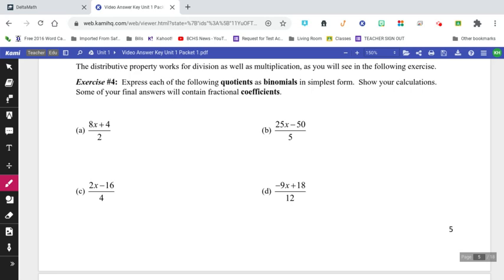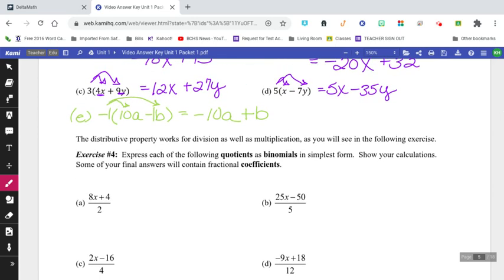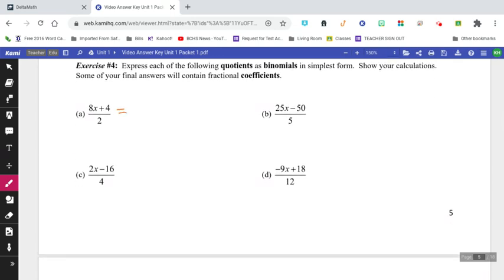So basically, if you think about what we did up here, say with C, we took the 3 that was being multiplied and we multiplied it by 4x, then we multiplied it by 9y, or actually one of these examples up here. We're going to do the same thing with division. We are going to distribute the 2 that's being divided. So we're going to do 8x over 2 plus 4 over 2. And now divide. Well, 8 divided by 2 is 4, so 4x. 4 divided by 2 is 2. So there's our binomial.